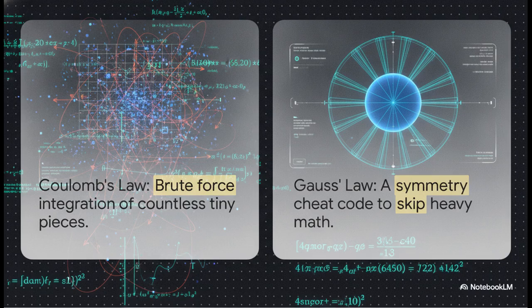And this contrast perfectly illustrates exactly what I'm talking about. Think about Coulomb's law. It's basically brute force integration. You have to take a massive charge distribution, chop it up into tiny little pieces, find the field for every single individual element, and then sum them all up using the kind of labor-intensive calculus that literally haunts physics students' nightmares. But then, you have Gauss's law. This is our elegant, massive time saver. It's a symmetry cheat code that relies entirely on the shape and geometry of the problem, so you can just skip all that heavy number crunching.